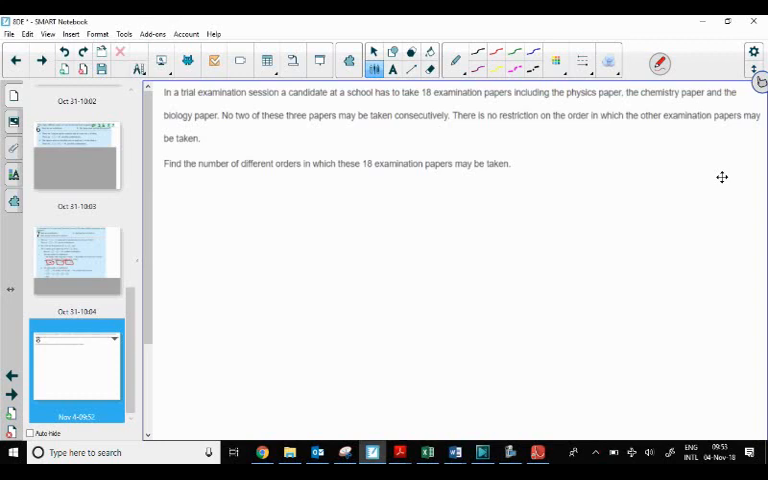So the way that I like to think about this one is, first, let's consider the other non-science papers. How many different orderings do we have for those? Well, there are 15 of those papers, so there are going to be 15 factorial ways that those can be ordered. So later on, I'm going to have to multiply something by 15 factorial. We'll come back to that. At the same time, I want to imagine those 15 exams spaced out.